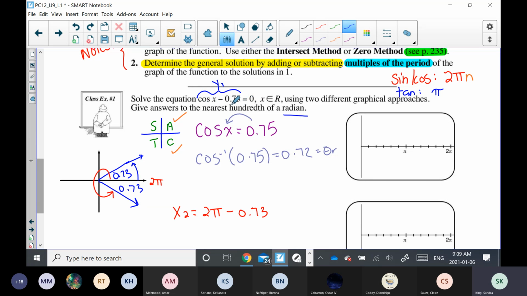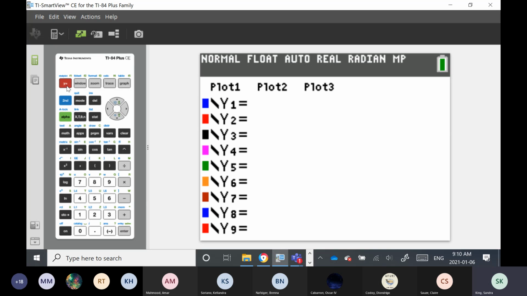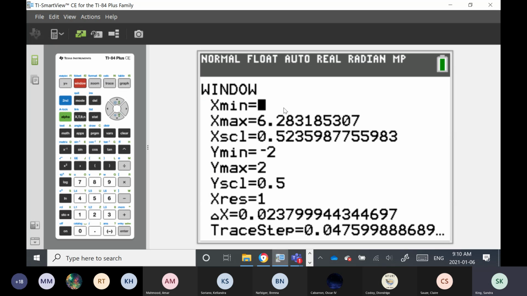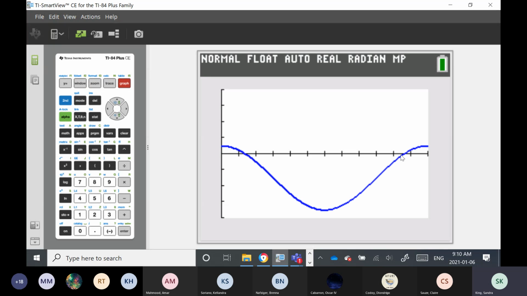So cos of x, and remember our window shouldn't change. So our window should be set from 0 to 2 pi, and each hatch mark is pi over 6, which I believe we have. So let's go to our calculators. Take your calculators out. Let's go to y equals, punch in that cos of x, close that bracket, and then minus 0.75. Your window should be from 0 to 2 pi and pi over 6 radians, so we don't need to change our window. We could graph this. Our graph has two different solutions.